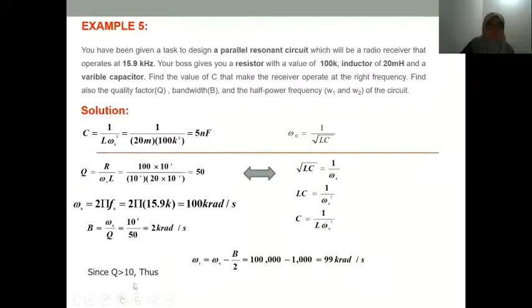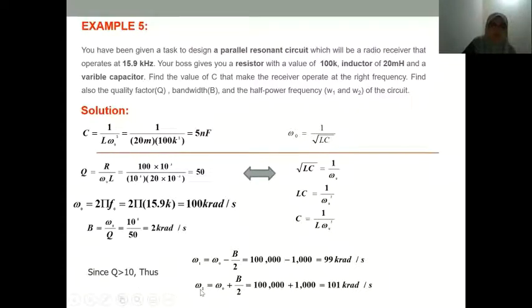Since the quality factor is 50, which is larger than 10, we can use this formula in order to get the half power frequencies. The omega 1, or the lower frequency, is equivalent to omega naught minus bandwidth divided by 2. The omega naught is 100 kilo, minus your bandwidth 2 kilo divided by 2, which is 1000. So you will get 99 kilo radian per second.